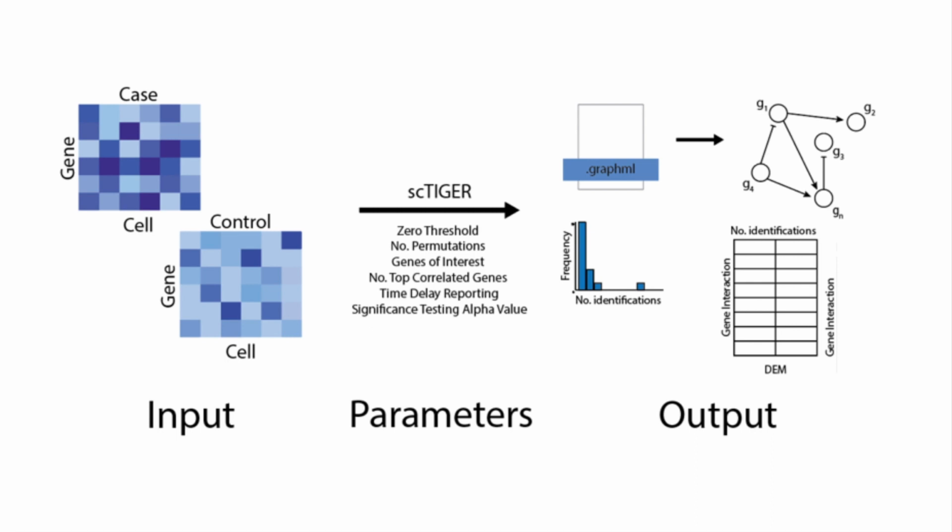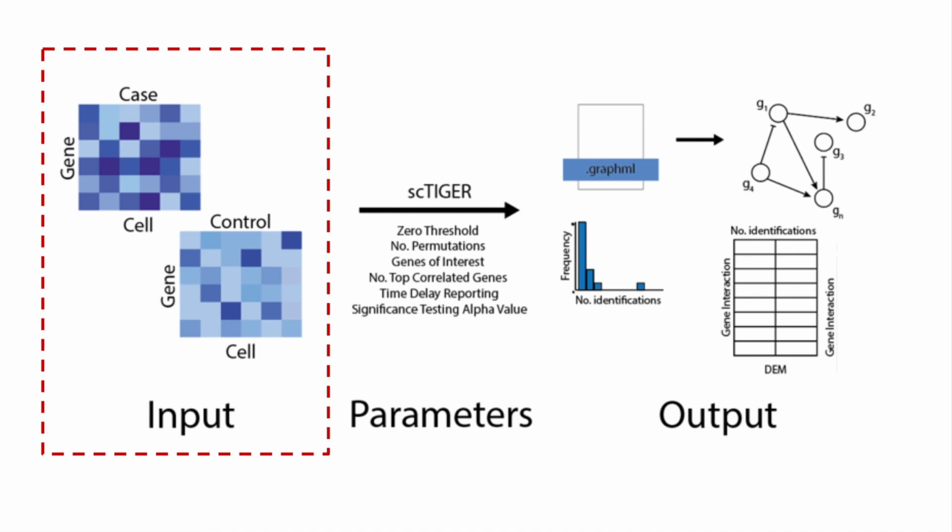scTIGER requires two input matrices, a case and a control. It offers several parameters to help you refine the output, and it also provides a GraphML file, which you can use to visualize the network on your own visualization software of choice. It further provides a histogram of the confidence of the edges, and a raw output file if you'd like to use the result in your own pipeline.